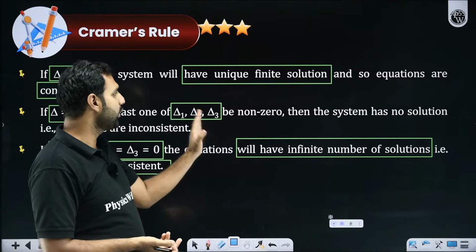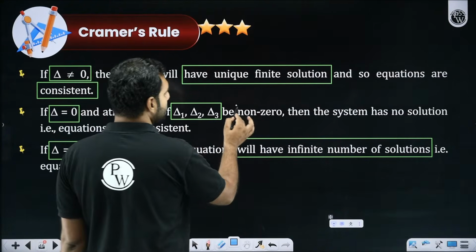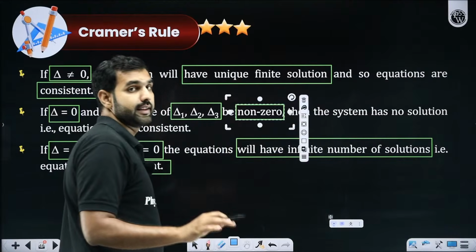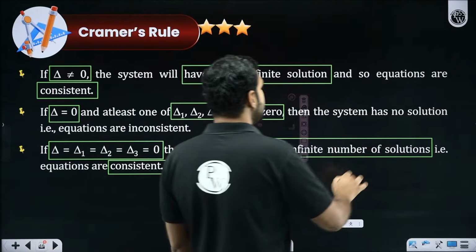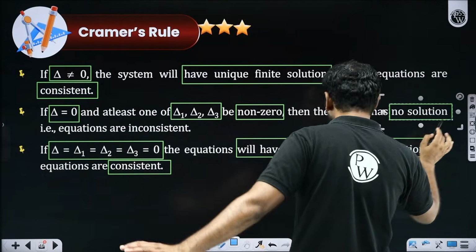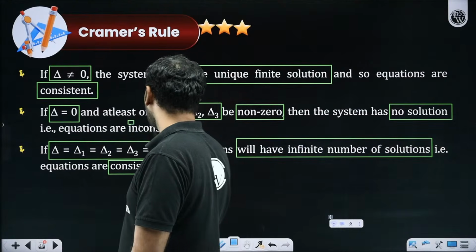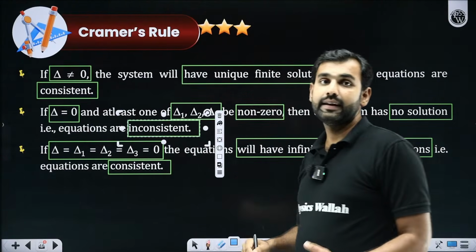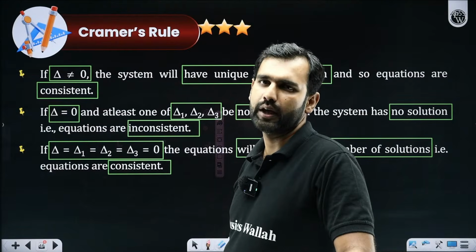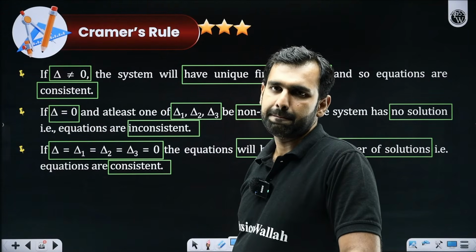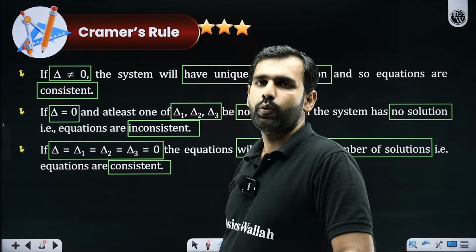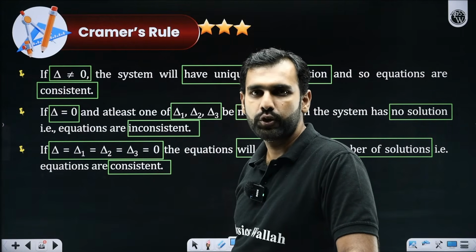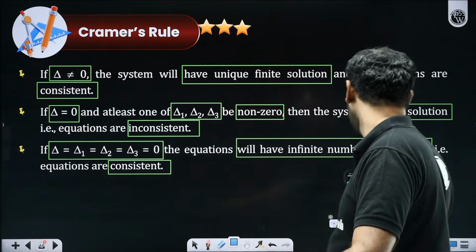But if at least one of them is non-zero, then remember this as a fact, that the system of equations will have no solutions and it will be called an inconsistent system of equations. Give me a quick yes or no. Did you all get this, or shall I repeat it?